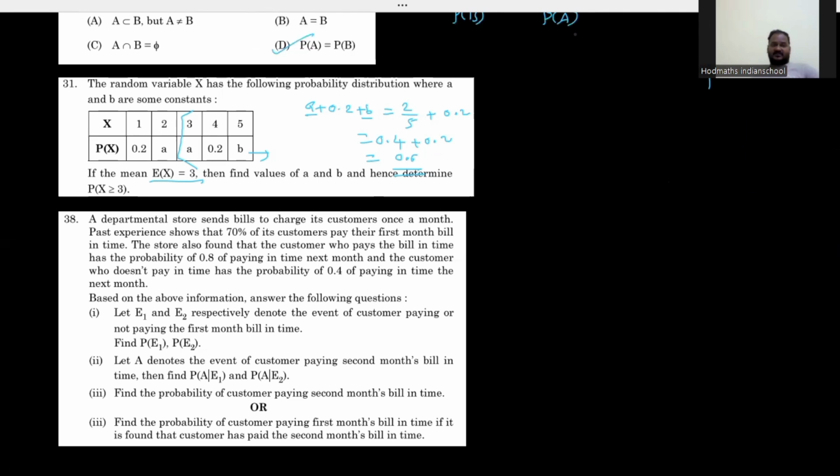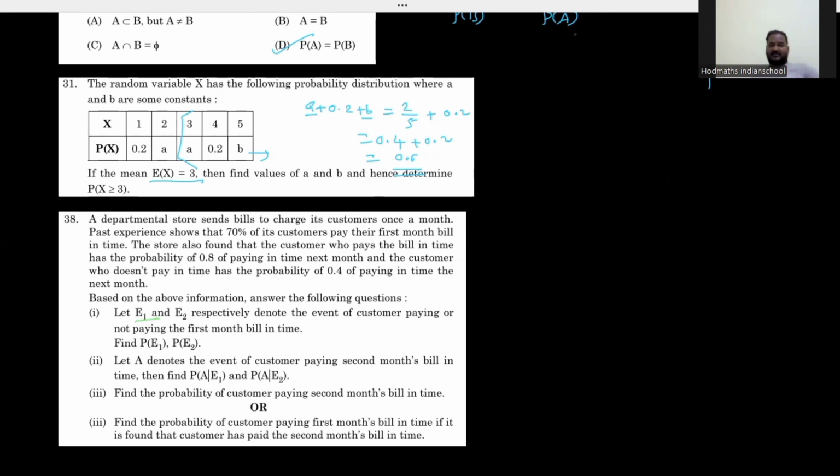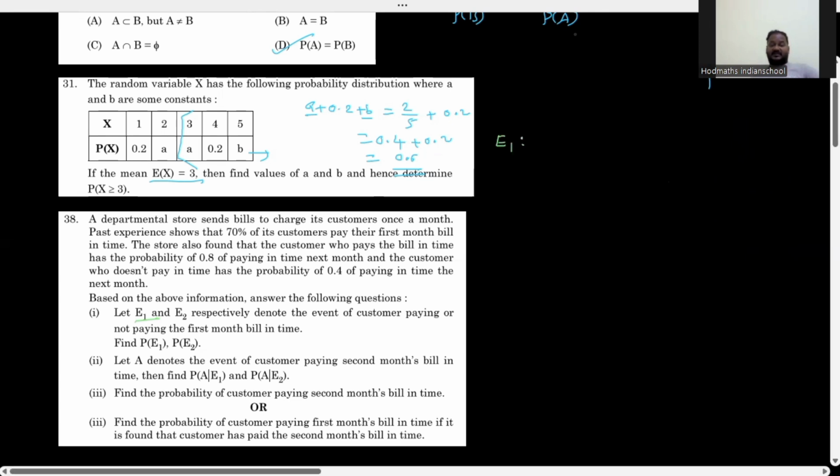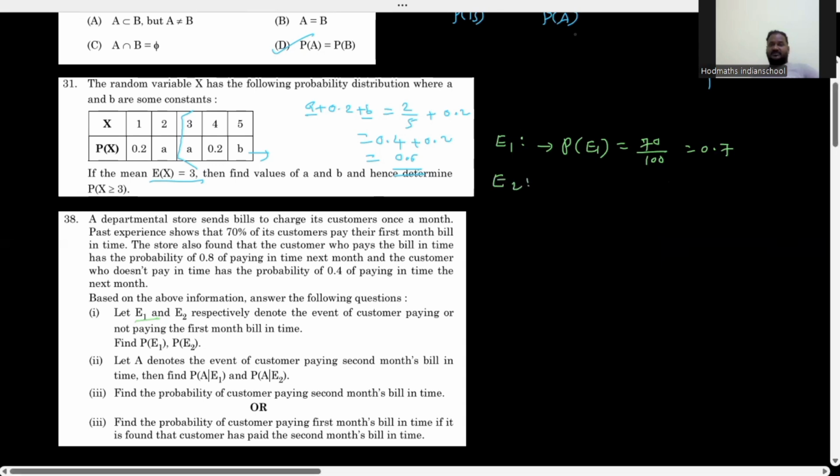So here, what is E1? E1 be the event of customers paying the first month bill. Therefore, what is P of E1? P of E1 is equal to, on time, 70%. So 70% is nothing but 70 by 100, which is equal to 0.7. If the percentage of customers paying the first month bill is 70%, then the percentage of customers not paying the bill on time is obviously 30%, right? So that is E2. Therefore, the probability of E2 is equal to 1 minus 0.7, which is equal to 0.3 or 30%.